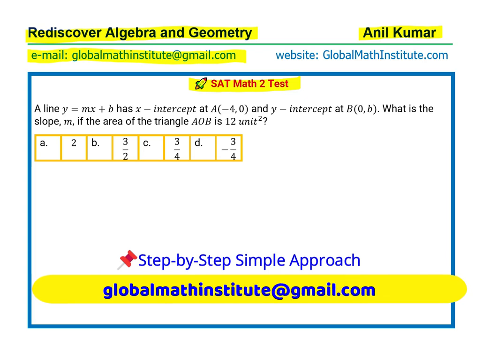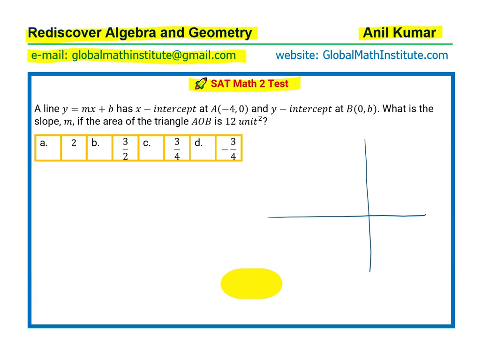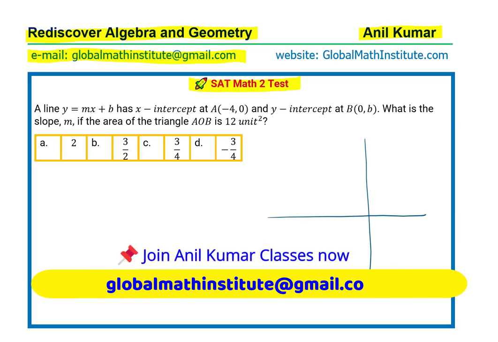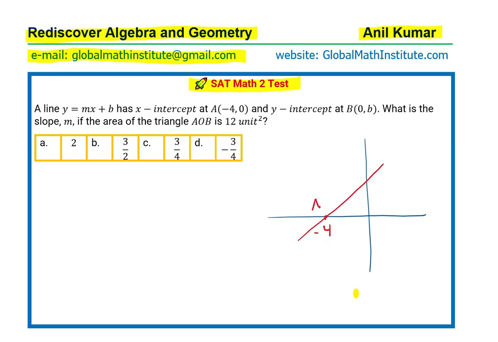Now, a good idea is, as you read this question, you can also sketch it. We are given the x-intercept as minus 4, and the y-intercept, which we don't know, we need to find. Let's say we just draw a line where the x-intercept is at minus 4, which is the point A, and B is your y-intercept. O is normally taken for the origin.